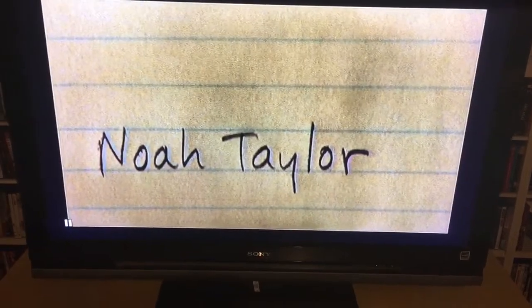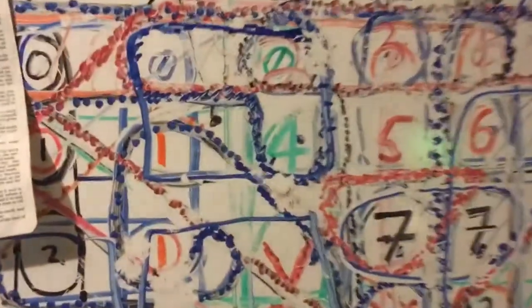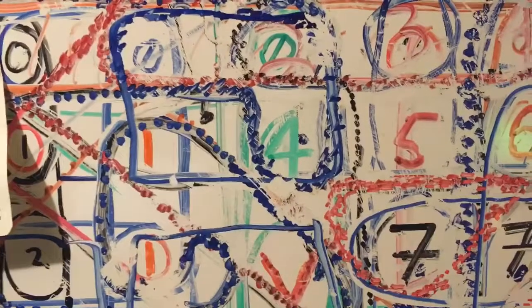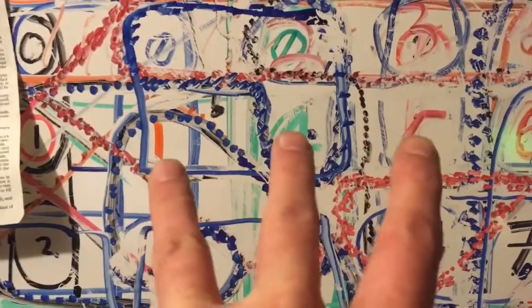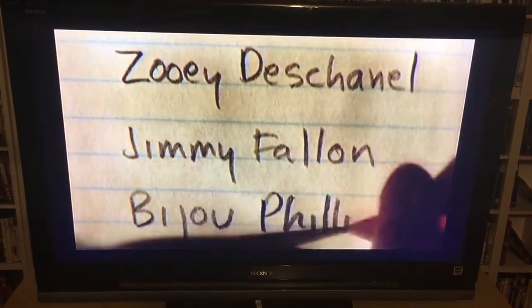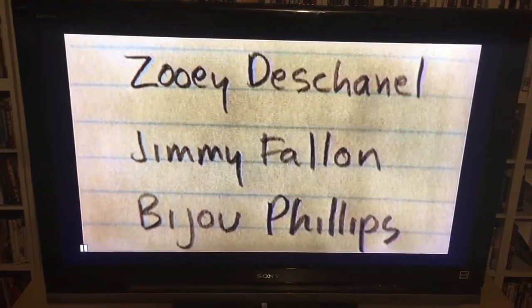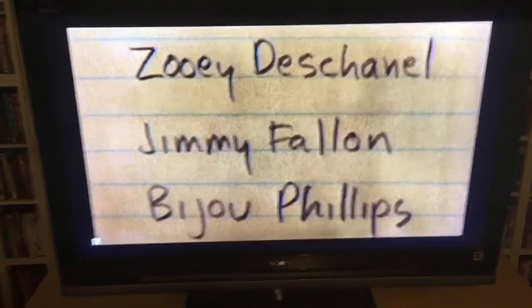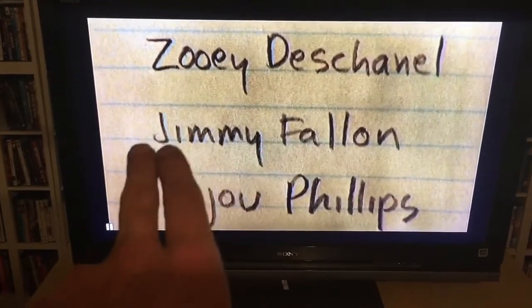Alright, a 1420. There's your 14. And there's your 10. 20. Well, if they're all on the same page, it probably mean the same thing, right? Okay, so let's go with Jimmy Fallon because that's a 10, 6.